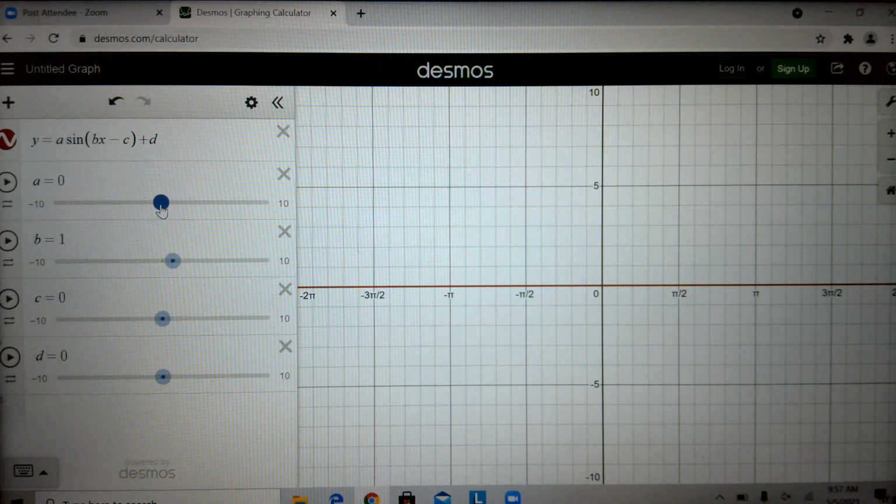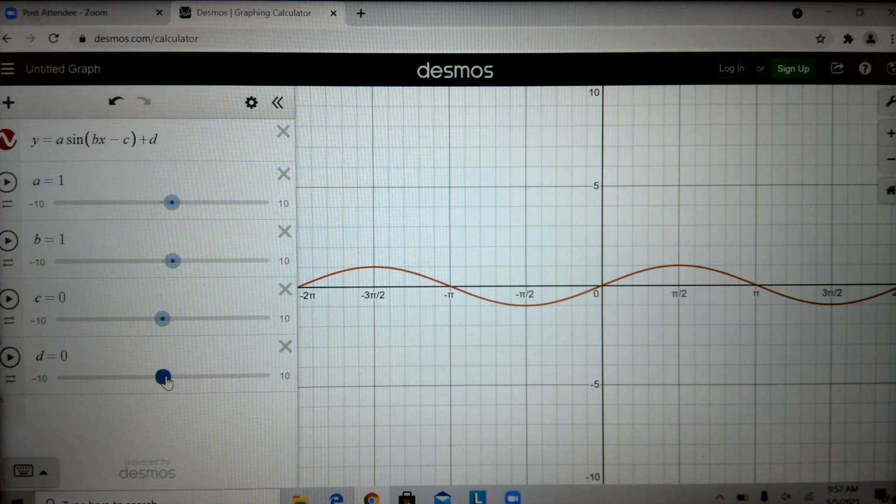And then what we're going to do is reset that a to 1, and we're playing around with b. What happens as b goes from 1 to 10? All right, what happens when b is between 0 and 1? And what happens when we're negative? Okay, so you can go ahead and play around with those, and then finally you're going to reset that to 1, and you're going to change the d value.